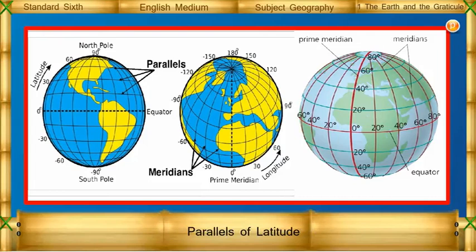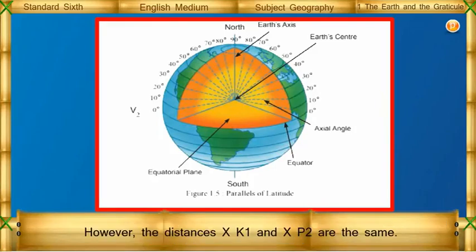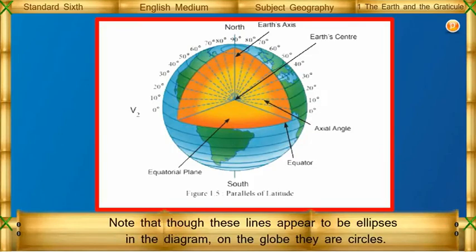Parallels of latitude. You must have realized that the ellipse drawn by joining the 20-degree points is larger than the ellipse that joins the 60-degree points. However, the distances XK1 and XP2 are the same. This is because we are dealing with a sphere. Note that though these lines appear to be ellipses in the diagram, on the globe they are circles.